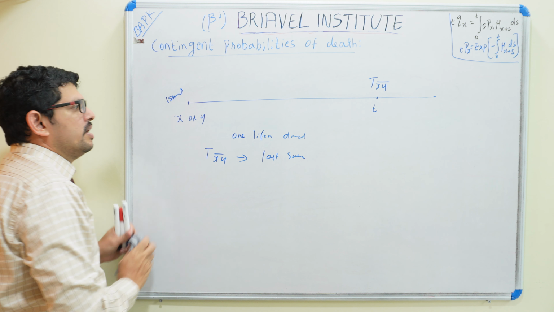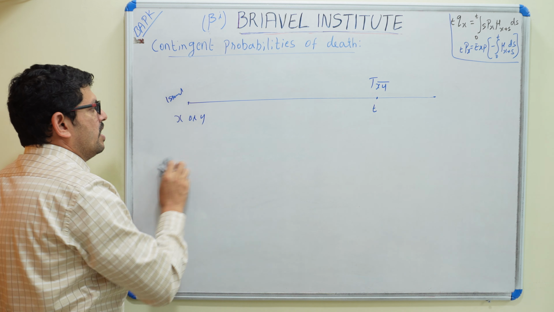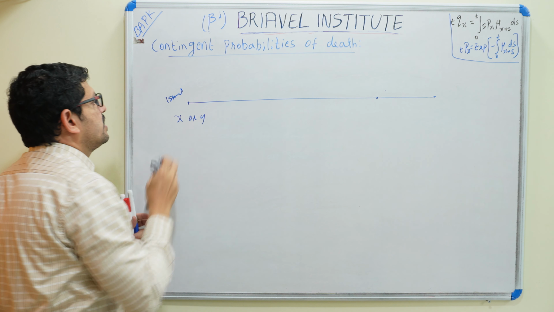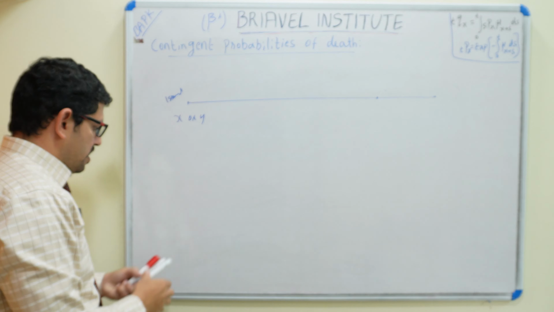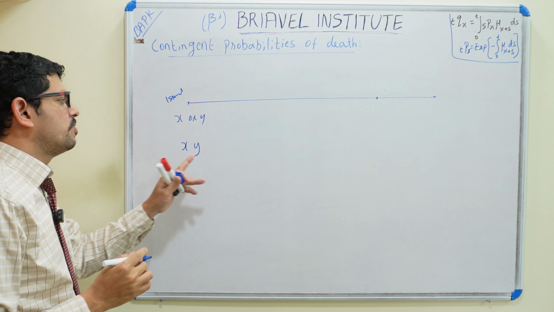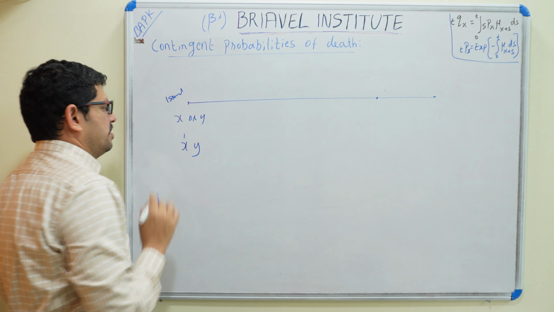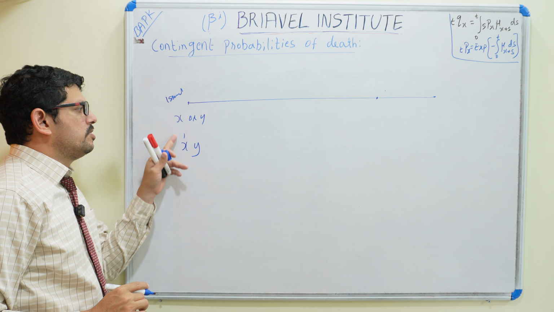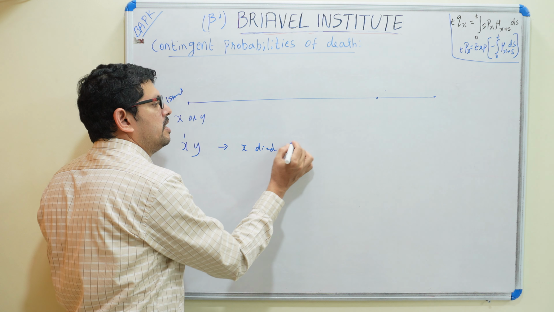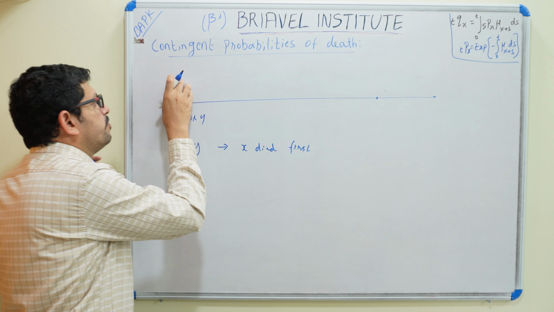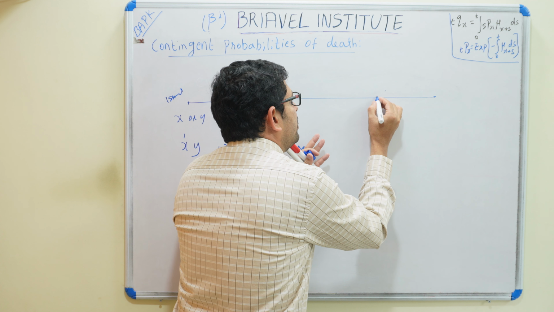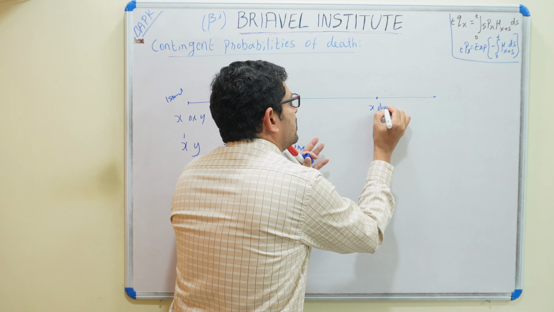But here we are studying conditions: whether X depends on Y or not. Those conditions we explain as contingent probabilities of death. Take two lives X and Y, and I put 1 on top of X. What is the meaning? X died first. When the policy was issued, they were living together, but at that point in time X died first.